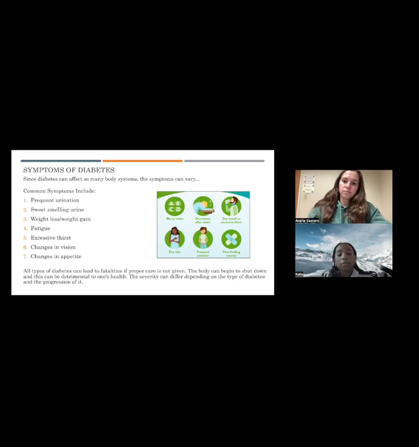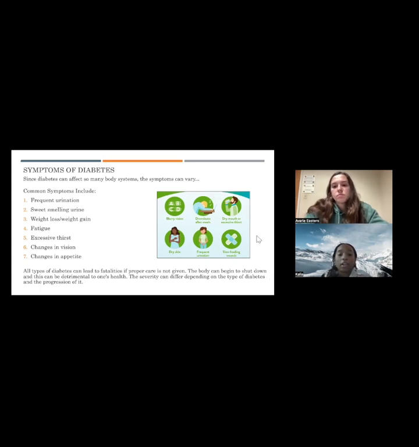So some of the symptoms of diabetes can vary just like the effects. Some of the common symptoms are frequent urination, sweet smelling urine, weight loss, weight gain, fatigue, excessive thirst, change in vision, and change in appetites. And those also go hand in hand with the body systems affected by diabetes. And we also included a chart that shows some of the common side effects of diabetes.